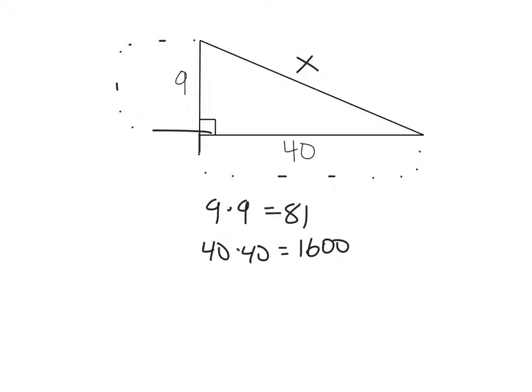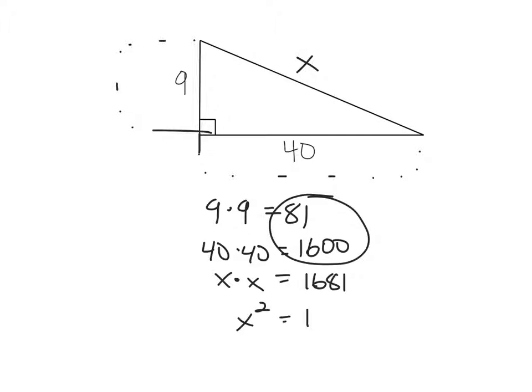1,600. First of all, did you see how fast that got big? Holy cow. And so my last square, the square for my hypotenuse, is going to be x times x. And x times x is going to equal the area of my 2 small squares added together, which is 1,681. X times x is the same thing as saying x to the power of 2, and that equals 1,681.